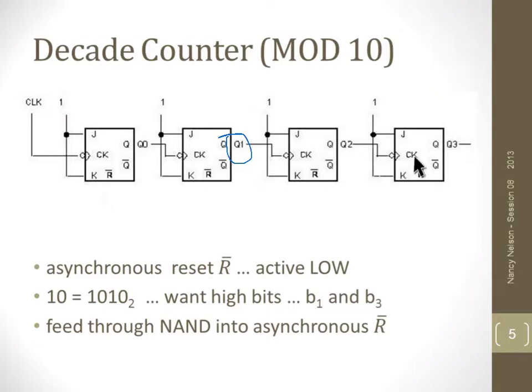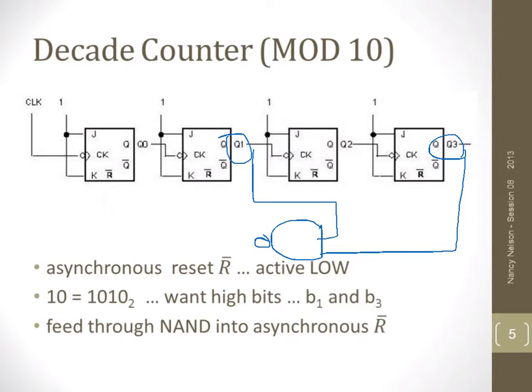This would be bit 2, this would be bit 3, so we're also going to be looking to tap into this one. Whenever those go high at the same time, what we're going to do is feed them through a NAND gate, so let's add our NAND gate. We're going to pick up the output from Q3. We're going to pick up the output from Q1. And we're going to take those and feed them into the reset for each flip-flop.